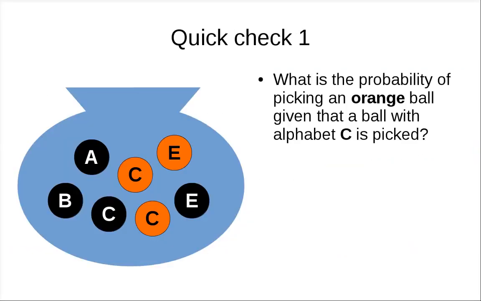So let's have a few quick checks. In this case, what's the probability of picking an orange ball given that a ball with alphabet C is picked? So there are two events here, right? One is this one, picking an orange ball. Another event, which is the given part, is this. So you want to find the probability that event A happens given this event B has occurred.